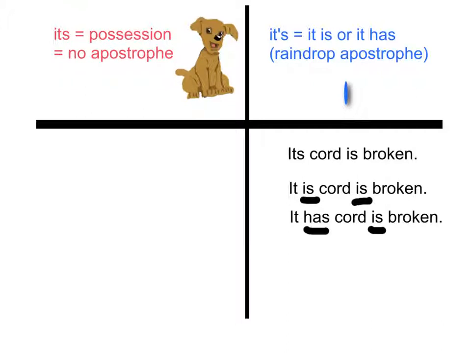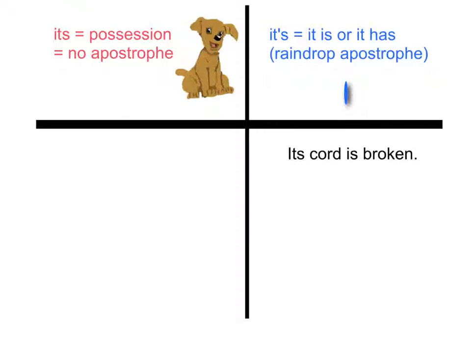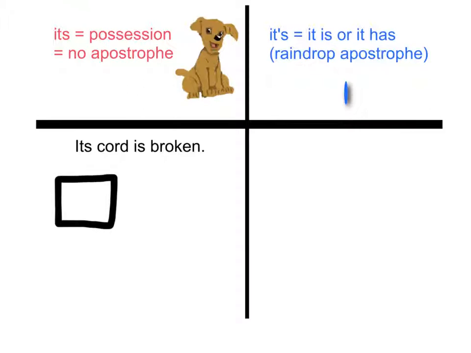So we do not need an apostrophe for its cord is broken because we do not mean it is cord is broken, and we do not mean it has cord is broken. So if we do not mean either of these two sentences, and we cannot put the sentence in this column, that means that we must put it over here. Is there a possibility where something could own or possess or have a cord? And the answer is, of course. A television set could have a cord, and the television set could be not working because the cord is broken.